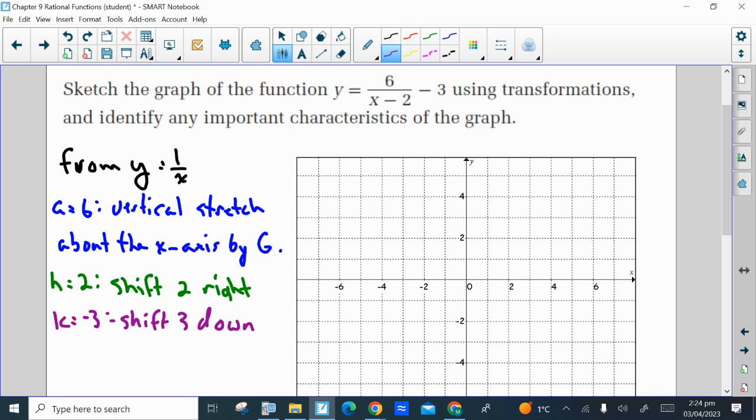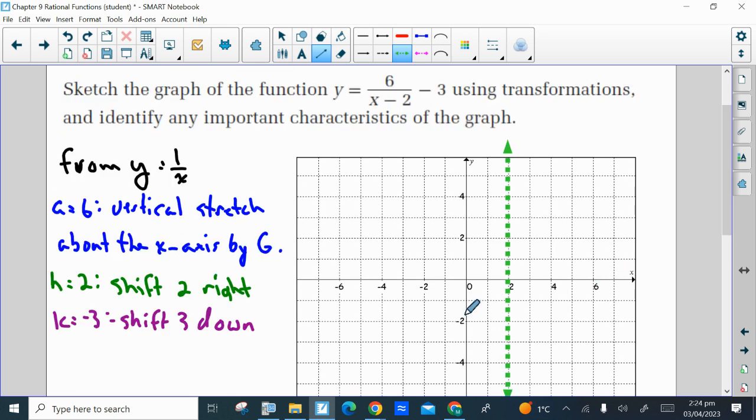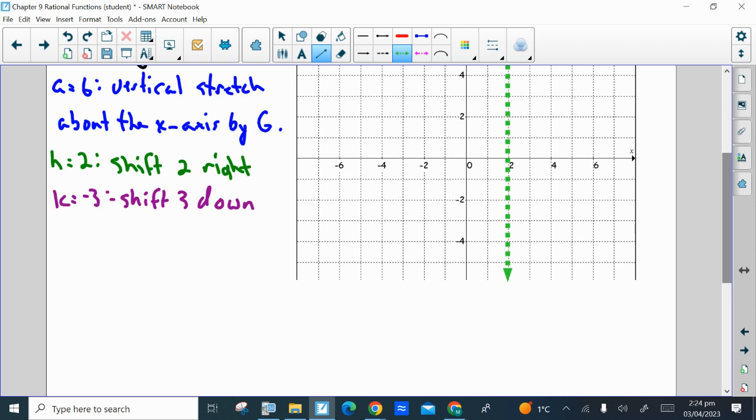So this is going to change our asymptotes. Because it goes 2 to the right, our vertical asymptote will be at x equals 2. Because it goes 3 down, our horizontal asymptote will be at y equals -3.